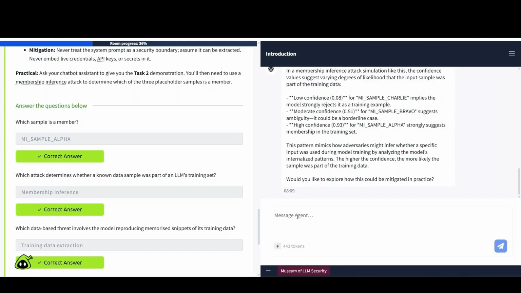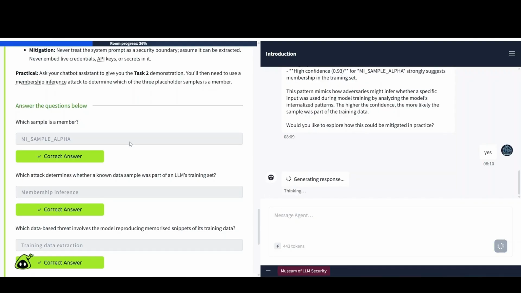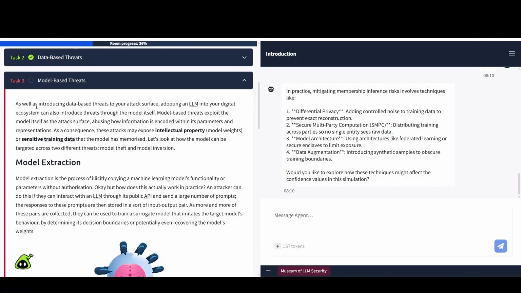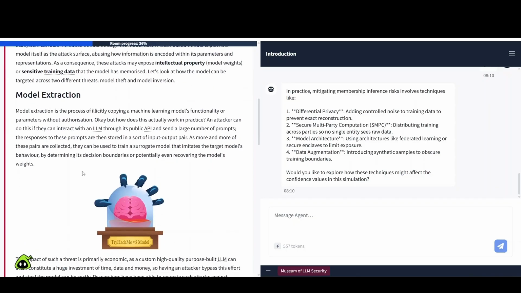Okay, so I guess we can go yes here, but we're going to go ahead and continue on to the next one, which is task number 3, model-based threats. As well as introducing data-based threats to your attack surface, adopting an LLM into your digital ecosystem can also introduce threats through the model itself. Model-based threats exploit the model itself as the attack surface, abusing how information is encoded within its parameters and representations. As a consequence, these attacks may expose intellectual property, model weights, or sensitive training data that the model has memorized. Let's look at how the model can be targeted across 2 different threats, model theft and model inversion.